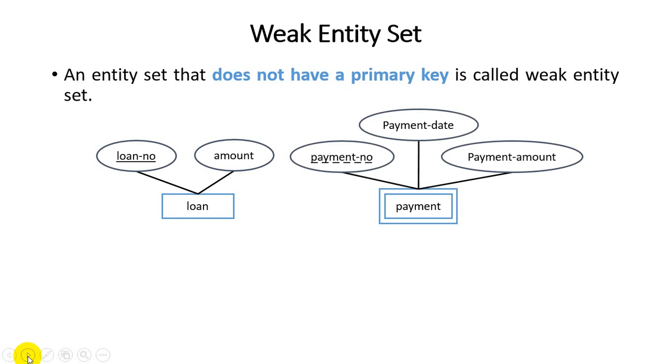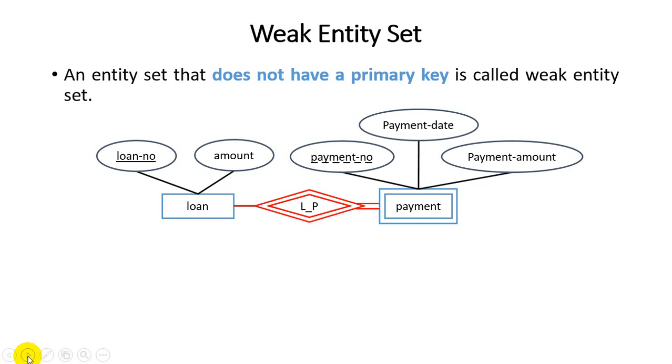In payment, there is a dashed underline on payment number. It is known as a foreign key, a reference to another table. But in the payment table, or we can say the payment entity, there is no primary key seen in your diagram. Payment number, payment date and payment amount are the three different attributes of the payment entity, but there is no primary key attribute in the payment entity. So we can say that an entity which does not have any kind of primary key is known as a weak entity set.